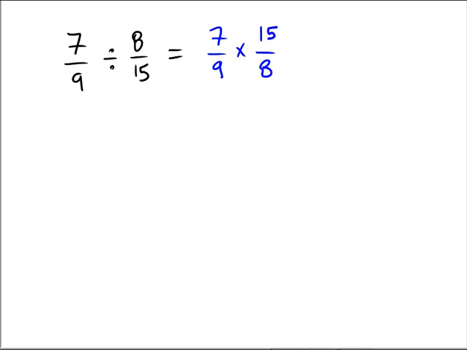Any common numbers to go into the top and the bottom? Looks like the 9 and the 15 both have a common 3, so we'll take a 3 out of there. 9 divided by 3 is 3. 15 divided by 3 is 5.